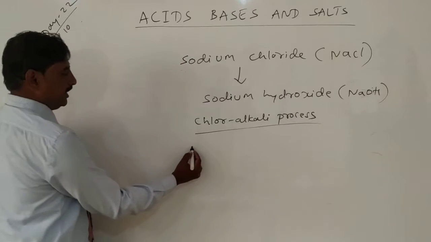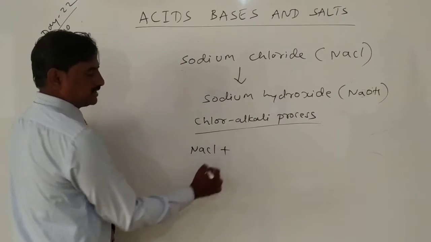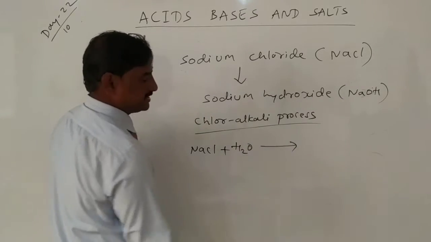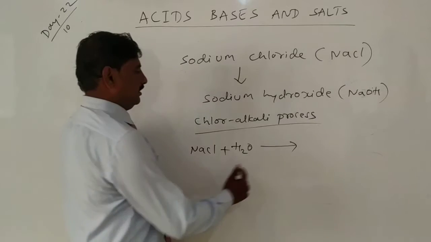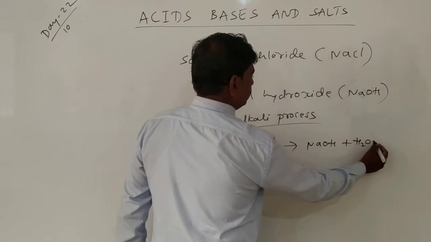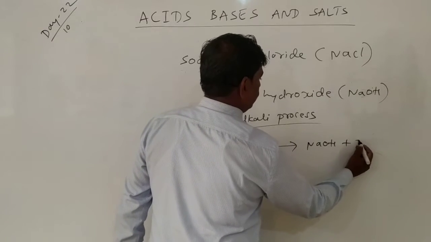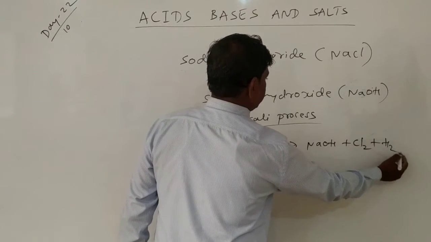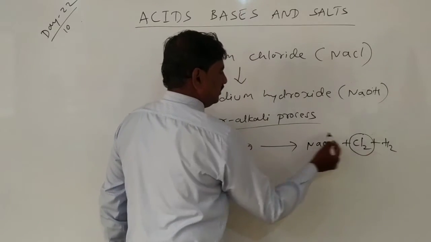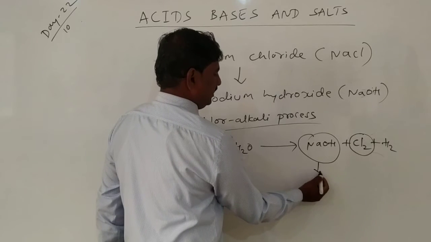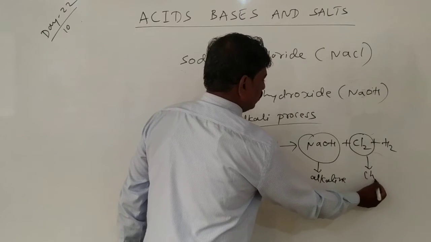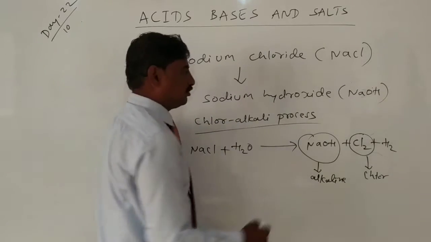When sodium chloride, common salt, dissolves in water and electricity is passed, there is usually a formation of sodium hydroxide plus chlorine gas plus hydrogen gas. So here, chlor-alkali: chlor means chlorine, alkali means NaOH, which is alkaline in nature.